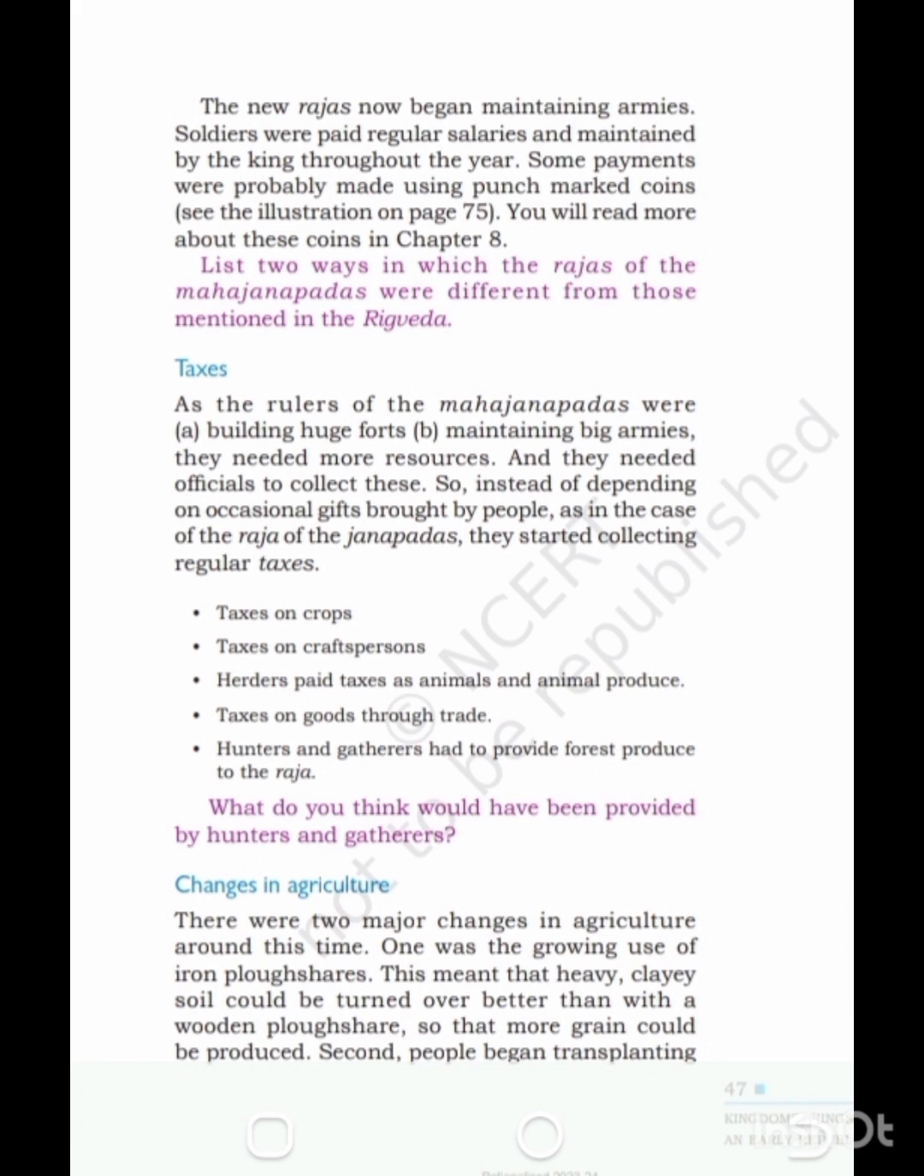The second major change in agriculture was that people began transplanting paddy, which means that instead of scattering seeds on the ground from which plants would sprout, saplings were grown and then planted in the field. This led to increased production, as many more plants could survive. However, generally the slave men and women, that is das or dasis, and landless agricultural laborers did this work.